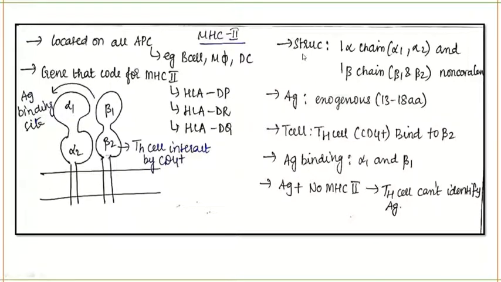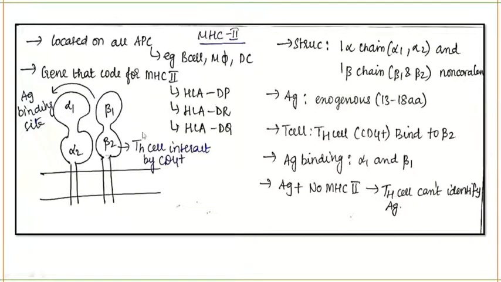Okay, if you talk about the structure, it will have one alpha chain. That alpha chain will consist of alpha 1 and alpha 2, and one beta chain will be there. It will be consisting of beta 1 and beta 2. The interaction between them is non-covalent, and the type of antigen that will be presented through this MHC2 will be exogenous antigen. Exogenous antigen will be presented through MHC2, and that will be 13 to 18 amino acids.